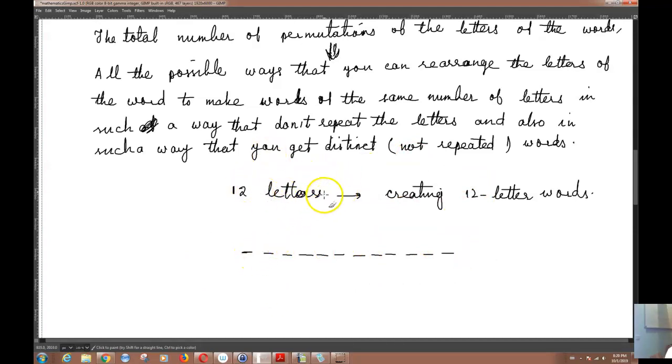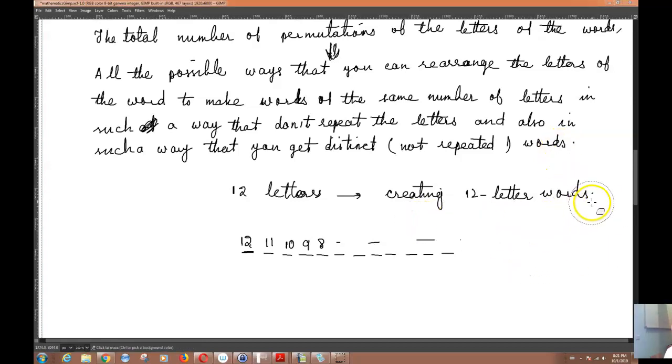Now what that means is that, since I have 12 letters in here, the first placeholder can be filled in 12 different ways. The second placeholder can be filled in 11 different ways, not 12, because you have already used one of the letters here. The next one can be filled in 10 different ways, 9 different ways, 8 different ways, and so on and so forth. That means that what you have used here, you're not supposed to use again. That's the meaning and the definition of permutation, and you're already familiar with this concept. So we say in such a way that you don't repeat the letters, and also in such a way that you get distinct words.